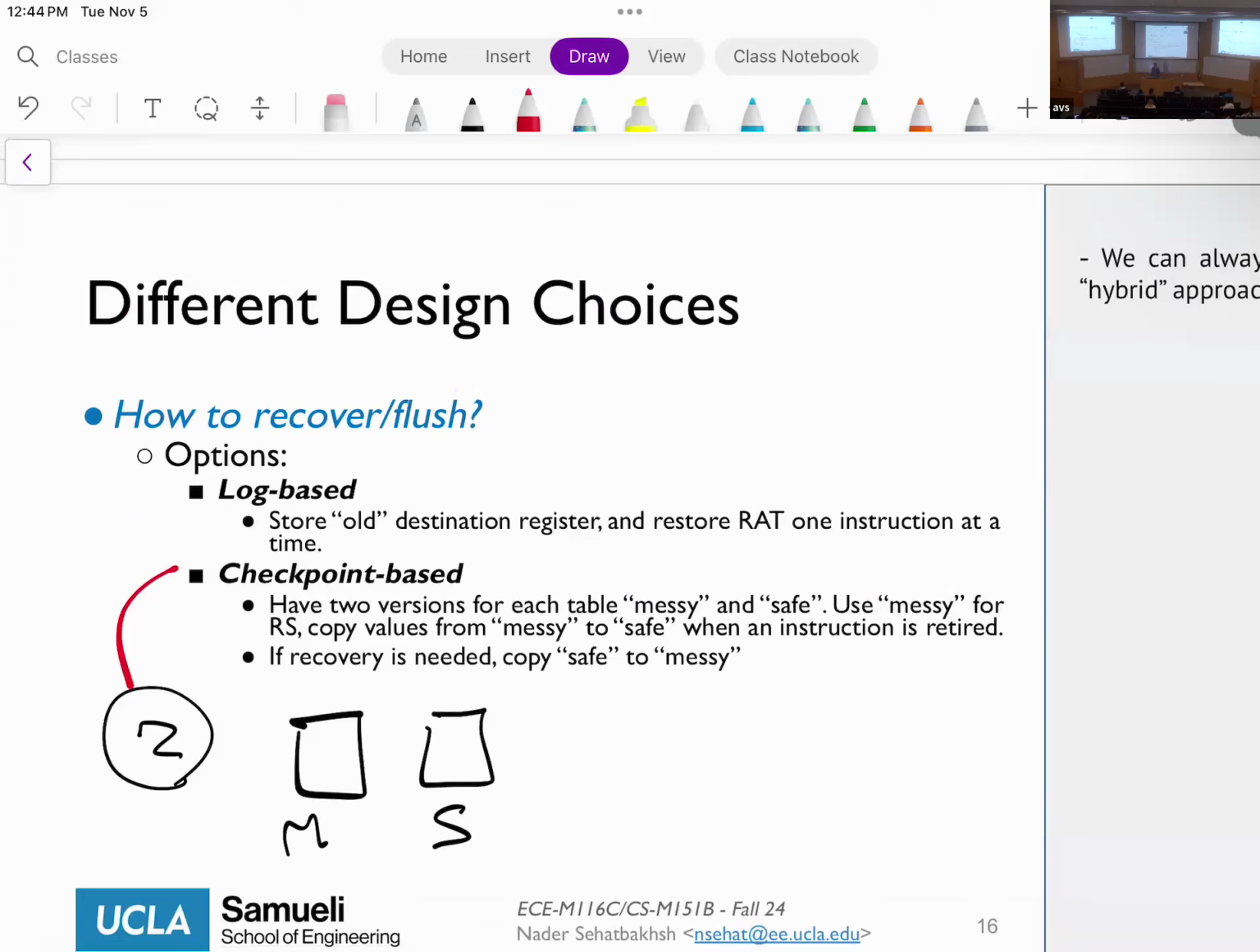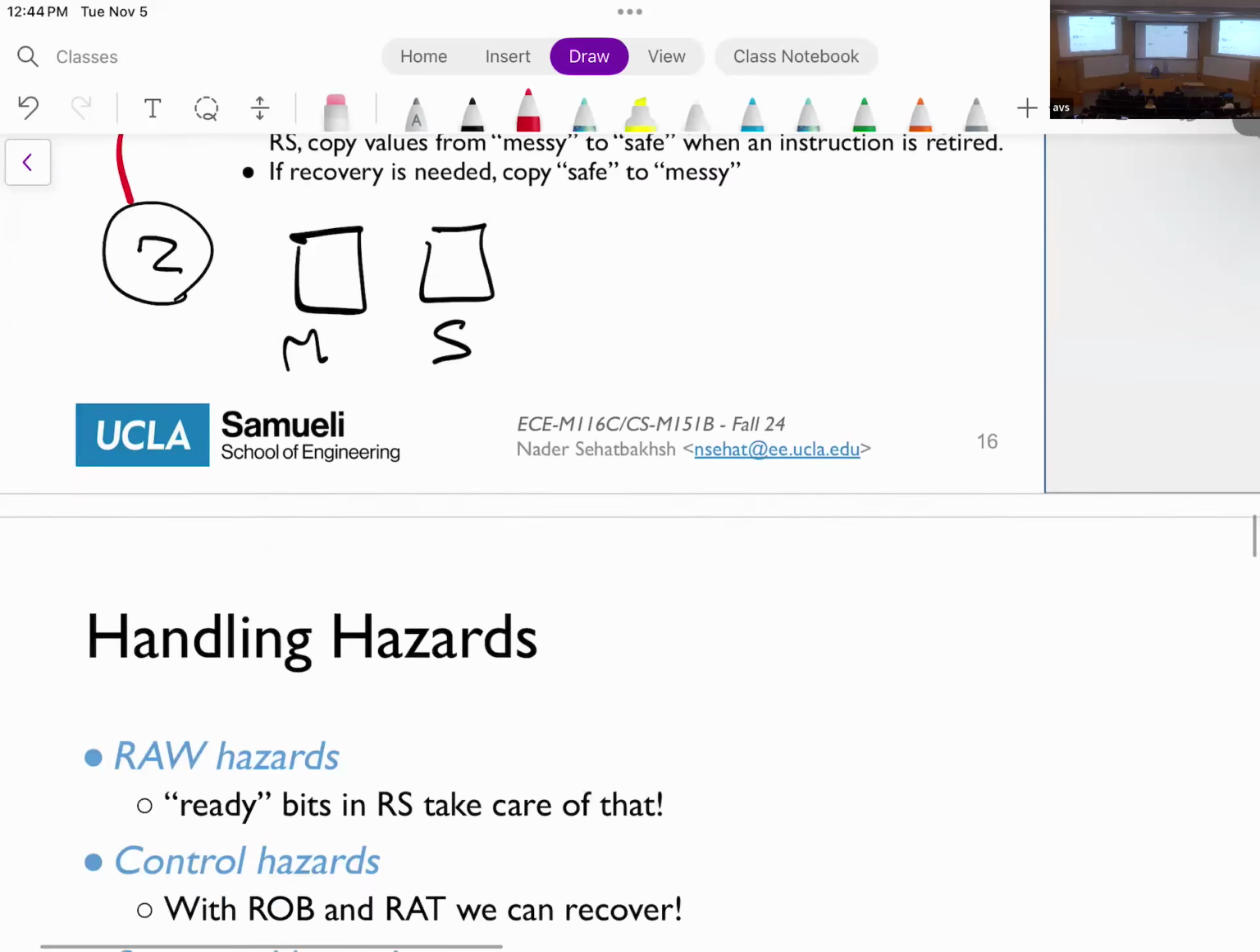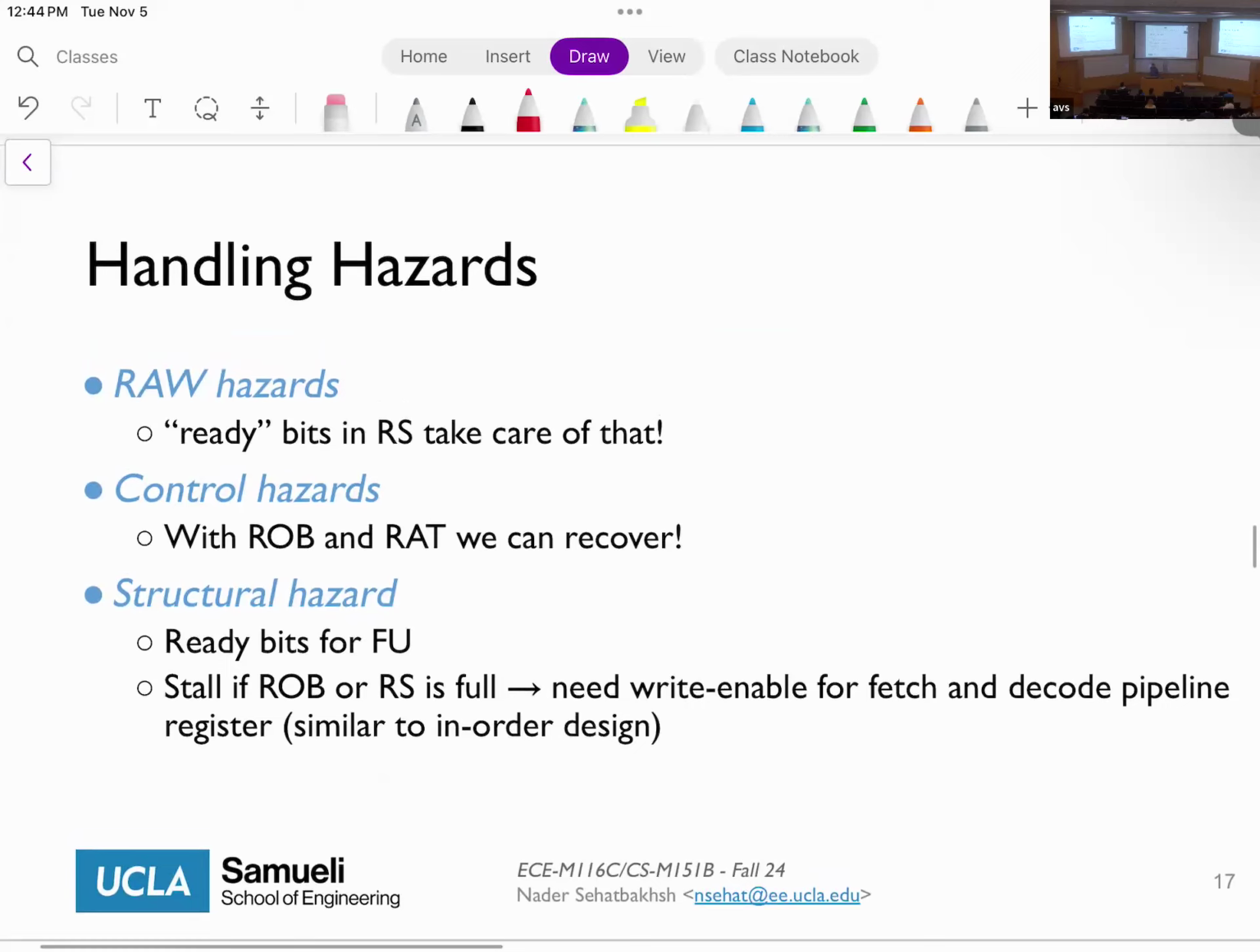Okay. All right, and then let's revisit the hazards. So there are these older hazards that we had. For example, we had the RAW data hazard. And if you remember, my reservation station and the ready bits kind of take care of it, right? If there are registers that are dependent on prior registers, we use the ready bits to keep track of it. And then we had this forwarding and wake up logic to update them.